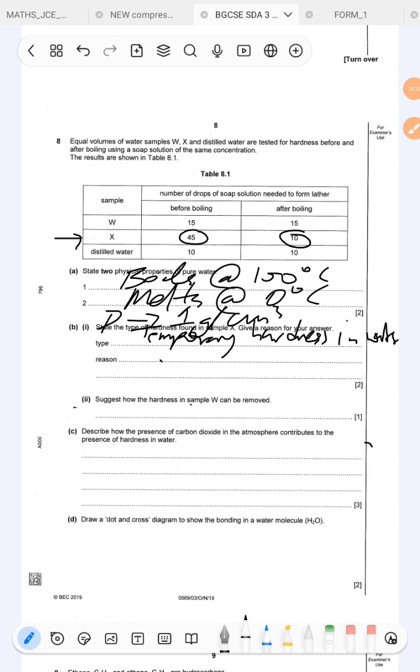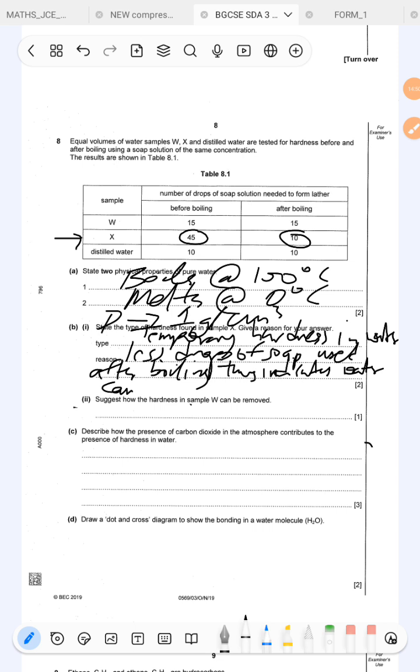Now, the reason for us saying that the water has temporary hardness is because fewer drops of soap were used after boiling, thus indicating that hardness in water can be treated with boiling.